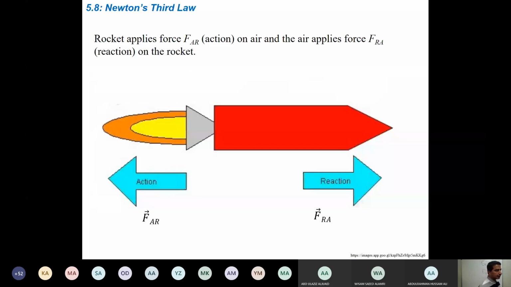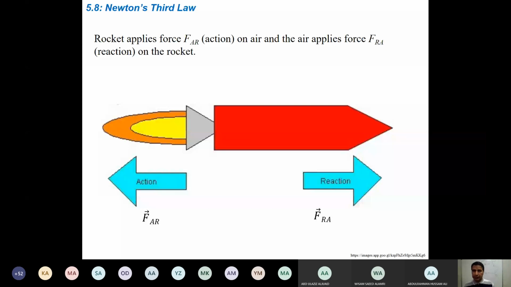Here is another example of the action and reaction thing. This is another law. We see there is this rocket. The rocket is fired up. It is going up. The rocket is ejecting a lot of hot air and gases, right? So that gas is coming out. It is rushing out of the rocket, and as a result, the rocket is pushed upward.